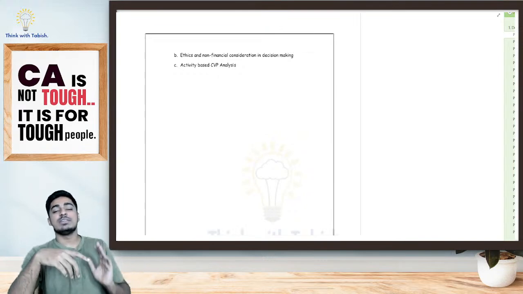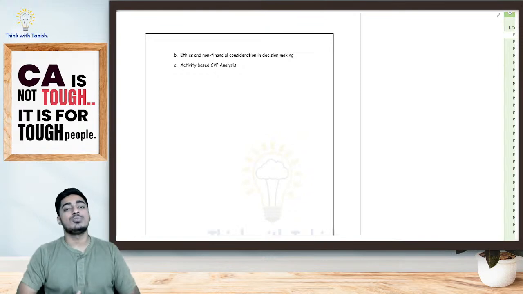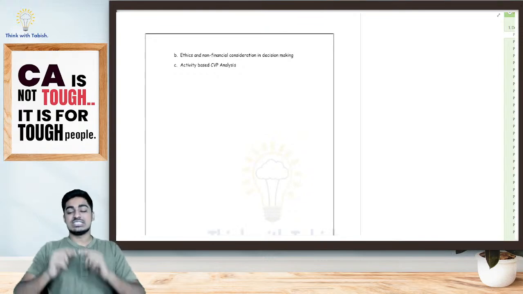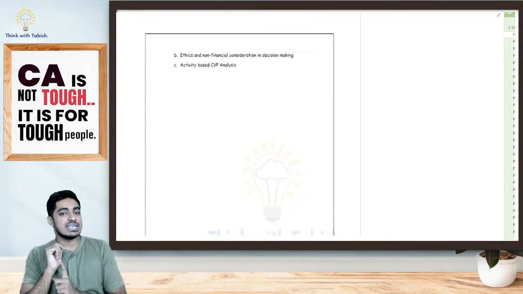Based on that, we have developed the differential formulas. When two different levels of output are given, PV ratio is the change in profit divided by change in sales into 100.